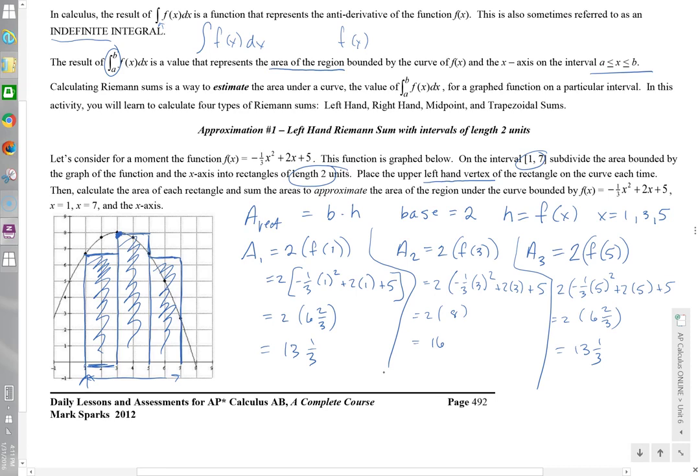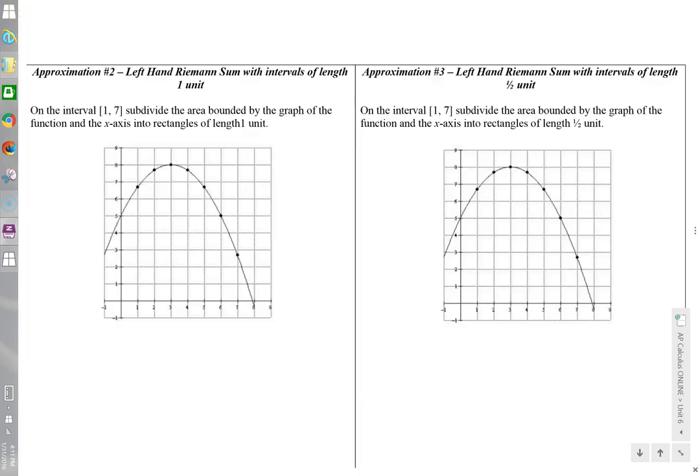So I got 13 1/3 for the first one, 16, and then 13 1/3 for the third one, which gives us 26 2/3, so 26 plus 16 plus 2/3 is 42 and 2/3 for that definite integral estimate. So next page, we're going to approximate using left-hand Riemann sums, which is all we're doing, adding up the area of the rectangles, that's a Riemann sum, with an interval of length 1 unit. So we already did it with 2 units.